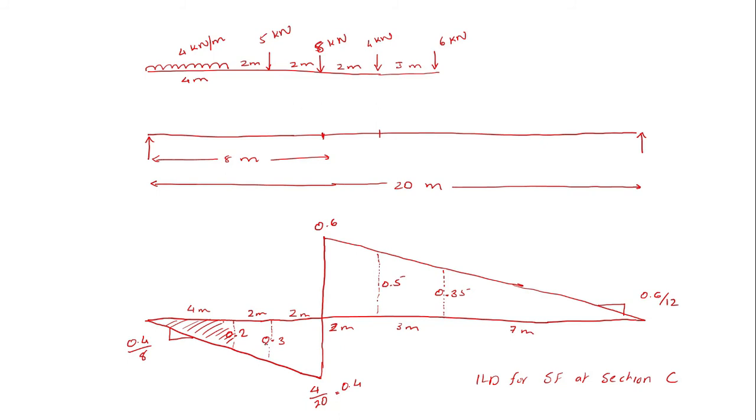Now simply multiply the concentrated load by the ordinate, and for the UDL, multiply the area. But remember one thing, this has both a positive and negative value. So this I will mark as positive and this I will mark as negative. In order to find the maximum value, we take the maximum value of positive or the maximum value of negative, depending upon the case. In this case, positive is more. So to find the maximum value of shear force, I take the corresponding concentrated force multiplied by the ordinates. If it is positive, I write it as positive. If it is negative, I write it as negative.